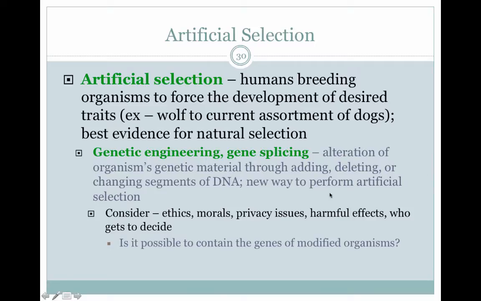We can now, though, do something called genetically modifying organisms, and those largely refer to genetic organisms which are a combination of two different species, which is not what artificial selection is. Artificial selection is where you are driving the species towards one type of trait. When we talk about GMOs, it's something entirely different, and we are going to talk about the ethics and the morals and the privacy issues and the harmful effects and who gets to decide if we do this a little bit later on in the school year.